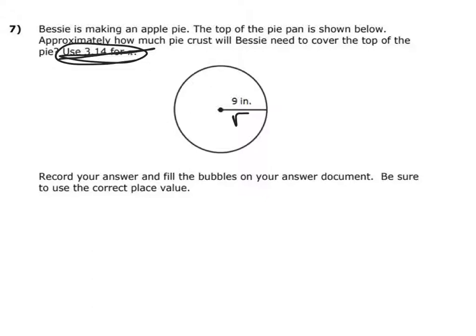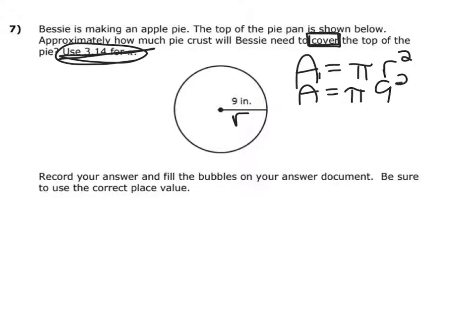So let's go ahead and get started. Remember, it is area because the keyword here is cover. When they mention cover, even though they don't mention area, that means that you're finding area. So let's use our formula, area is equal to pi times radius squared. Then we're going to substitute. So the radius is 9 squared.